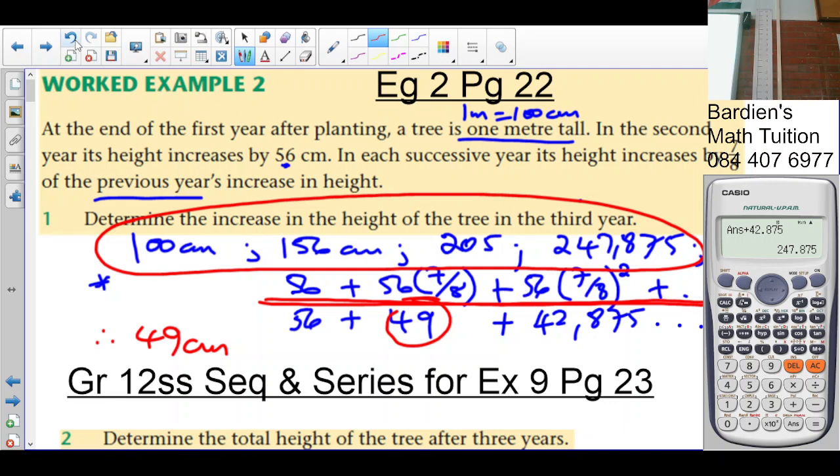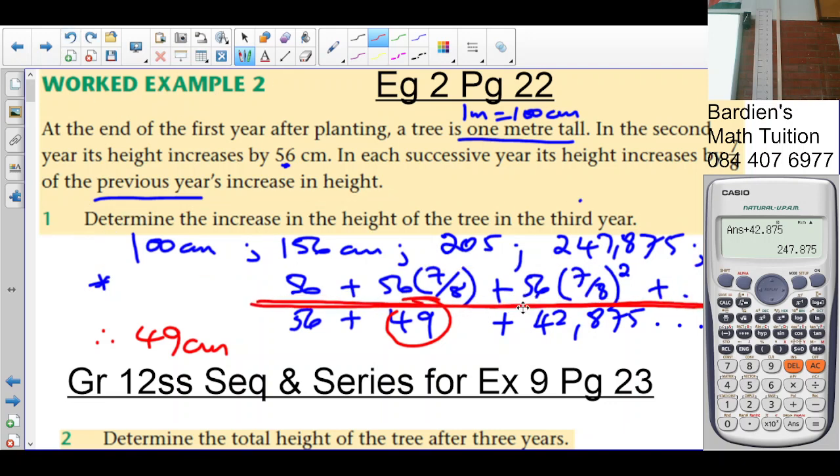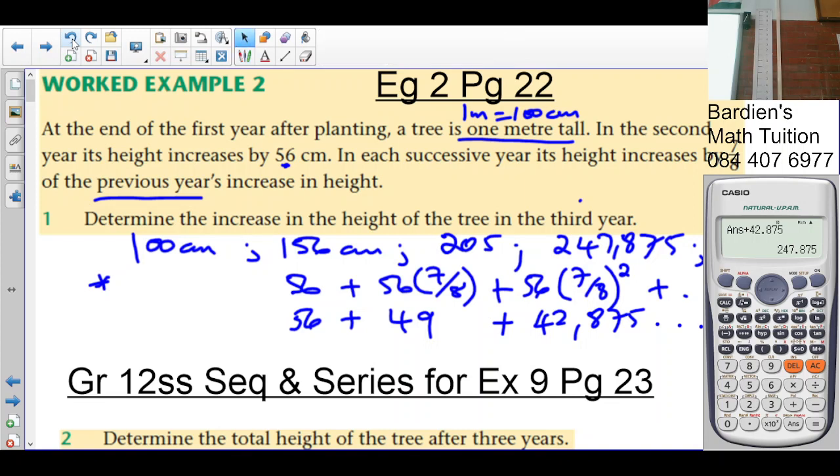However, the increase in height, which is highlighted here, conforms to a geometric pattern or sequence. Okay? So I'm writing it apart because that conforms to a geometric sequence. Also with these practical applications, we tend to write a sequence or a series, so that we can use the formula that we are exposed to at this point.